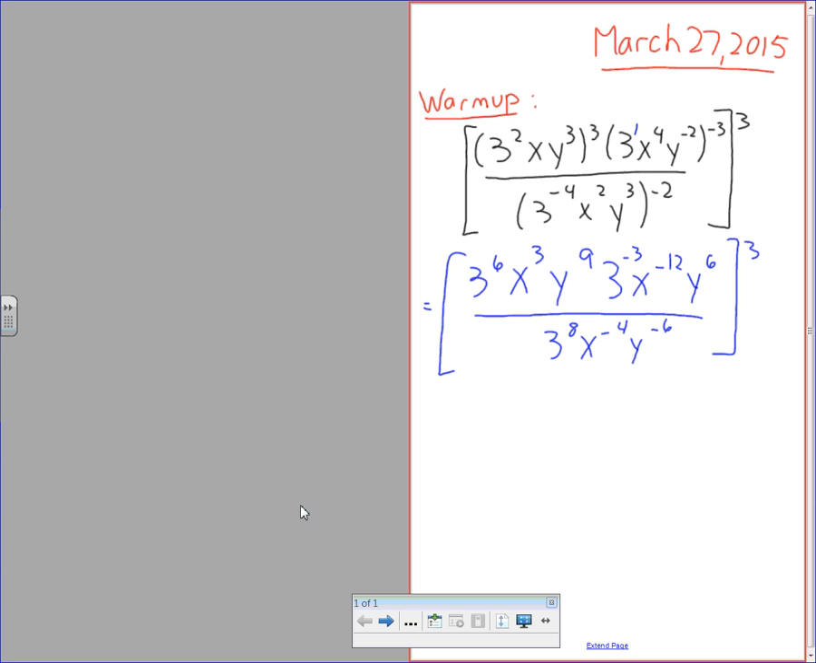Can someone be brave now and simplify the numerator for me, please? No one's brave. Luke, go. 3 to the 3, x to the negative 8. X to the negative 9. Negative 9, I think, right?